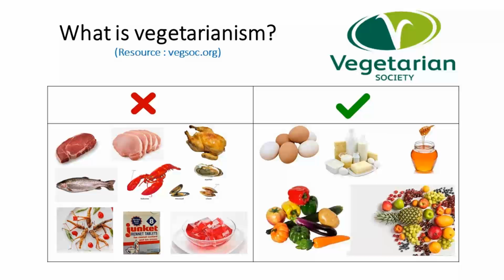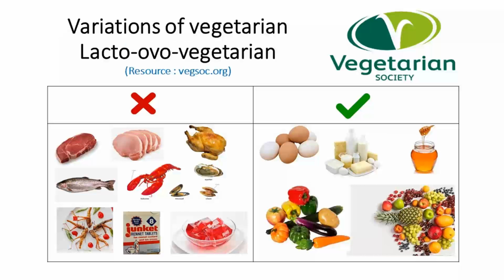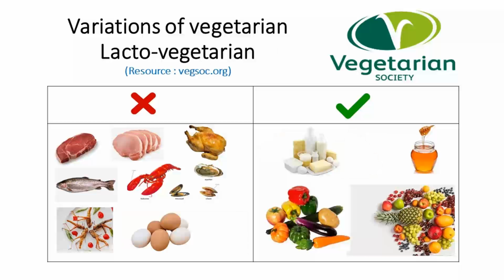So there are several well-known variations of vegetarian diet that include the lacto-ovo-vegetarian. People who follow this diet avoid all types of meat and fish, but do consume dairy products and eggs. And the lacto-vegetarian. People on this diet do not eat any meat, fish, or eggs, but do consume dairy products.